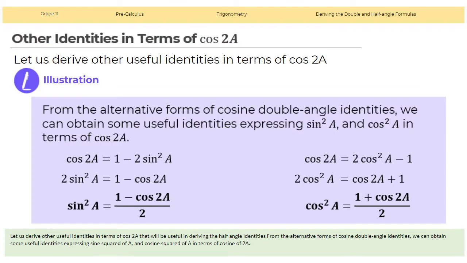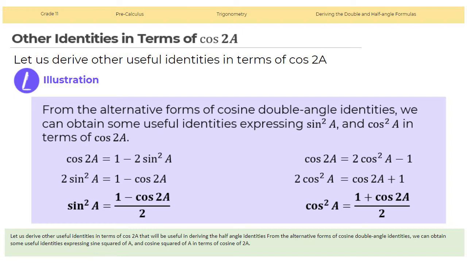Other identities in terms of cosine 2a. Now let us derive other useful identities in terms of cosine 2a that will be useful in deriving the half angle identities. From the alternative forms of cosine double angle identities, we can obtain some useful identities expressing sine squared a and cosine square a in terms of cosine 2a.